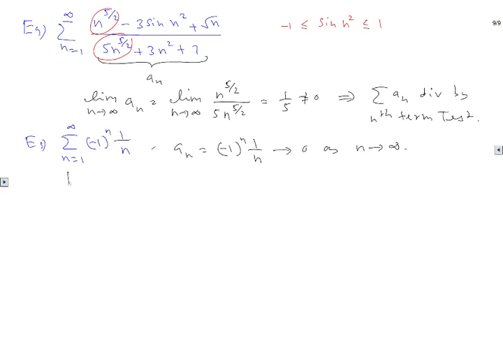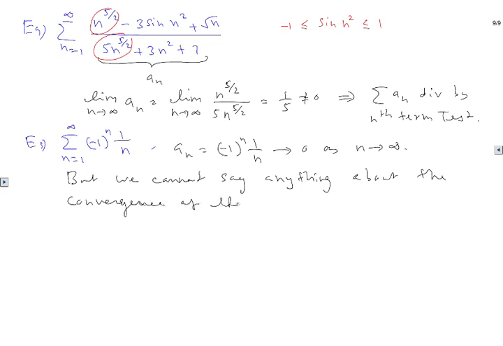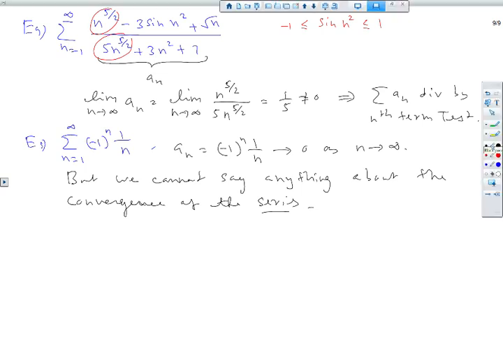We cannot say anything about the convergence of the series. This is one of the problems that we have with this test. It doesn't say anything about convergence. It only says something about divergence. It only catches the bad series. Okay, so let's look at one more example.